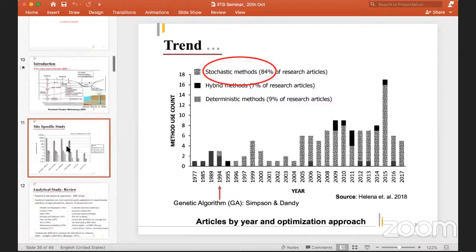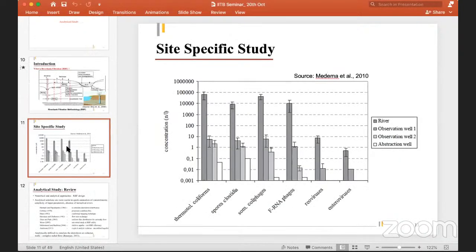But in one of the model studies we refer to for the RBF system, there are various observation wells showing how the various parameters get reduced, which shows the functionality and efficiency of the RBF system. From this particular chart, what I can show you is not only the bacteria but the chemical fertilizers.